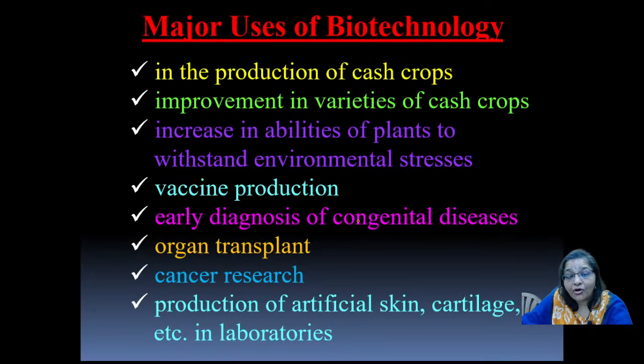Early diagnosis of some congenital diseases can also be done through these procedures. Organ transplant, cancer research and production of even artificial organs like skin, cartilage can be taken up in laboratories. So artificial skin and cartilage, of course, are animal tissues. So you must have understood that biotechnology is not only used for plants but also for animals. Using the animal tissues, we can develop various animal organs and maybe the whole human being sometimes in future.